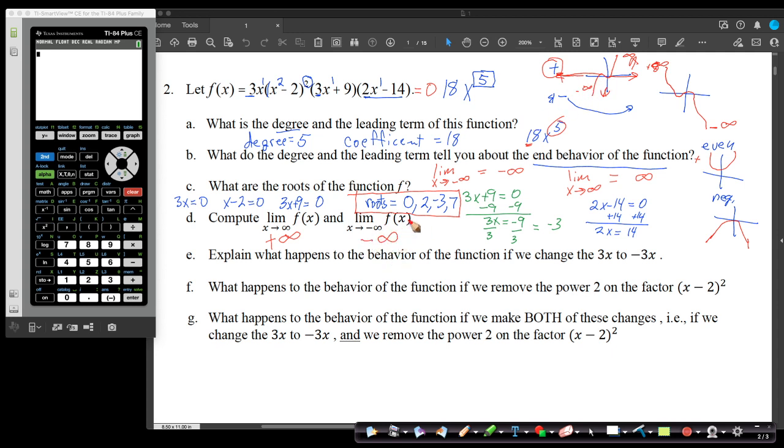So just different ways of, and again, I use the notation that I see they seem to use. Explain what happens to the behavior of the function if we change 3x to minus 3x. Well, we've already talked about that. Then that would give us a negative 18, and we would flip. Okay, that our end behavior would change. So we've answered that. Then as x goes to negative infinity, y is going to go to positive infinity. As x goes to positive infinity, y is going to go to negative infinity. That's the change. I'll just put negative coefficient.